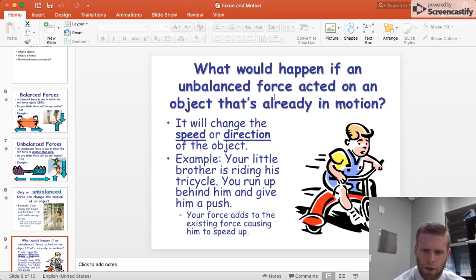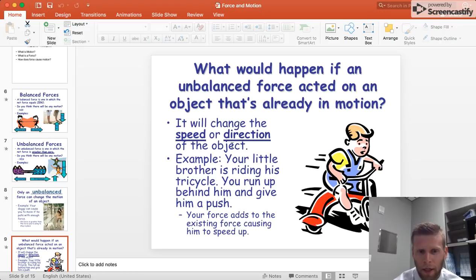So you might be asking yourself one day, what would happen if an unbalanced force acted on an object that's already in motion? So something's already moving. What happens if an unbalanced force acts on that? Well, it will change the speed or direction of the object.